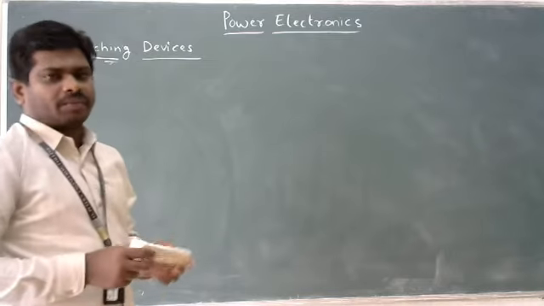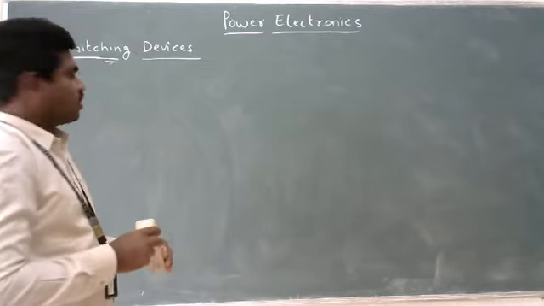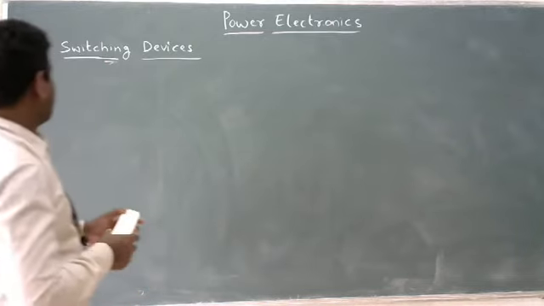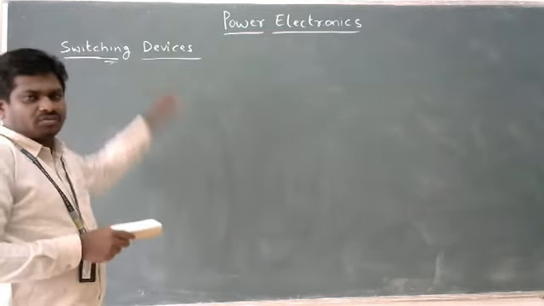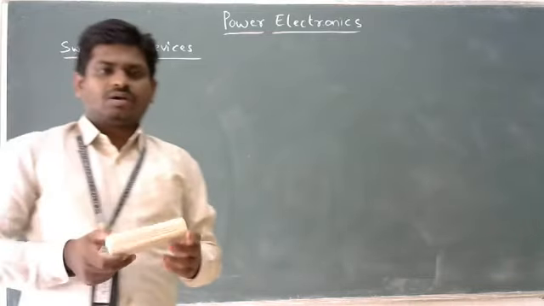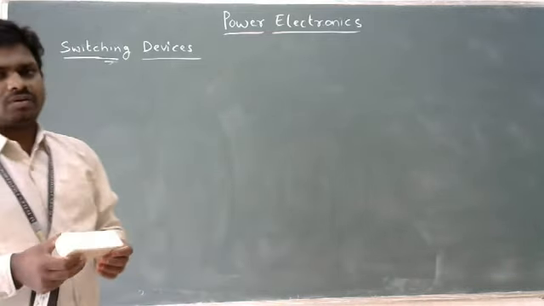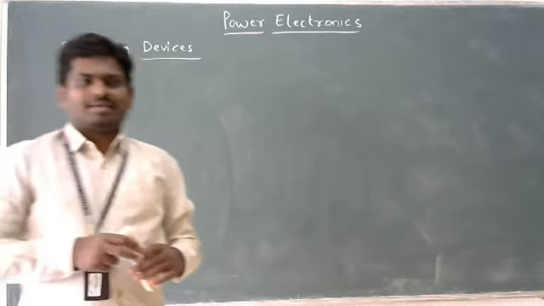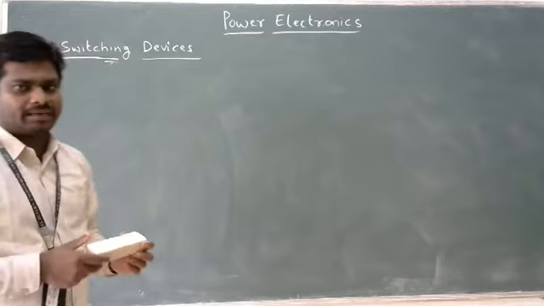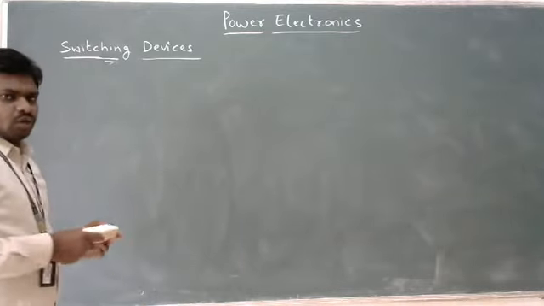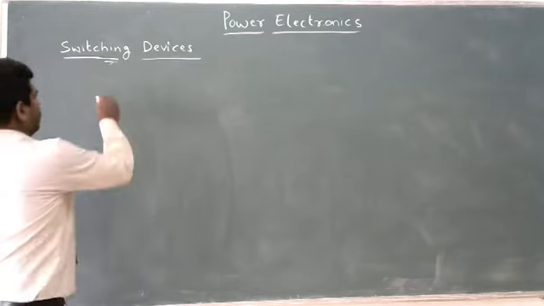Here I am going to explain switching devices in the power electronics course. In switching devices, so far we discussed two in the last videos. The first one is the power diode, the second one is the SCR. In the last video we completed the SCR. Now we are going to see the third one, the power BJT.